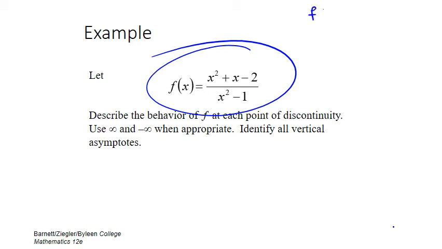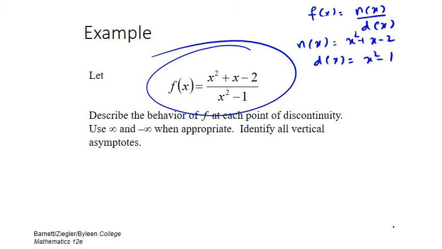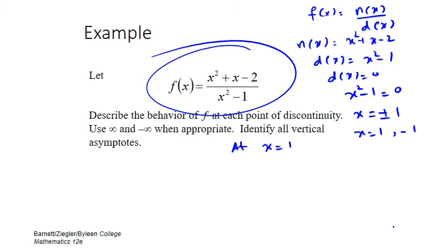First of all, we write this function as n of x over d of x. So our n of x is x squared plus x minus 2 and d of x is x squared minus 1. We try to find its zeros. As I said, we put d of x equals 0, which means x squared minus 1 equals 0. If we solve it for x, we get x equals plus or minus 1, or we say 1 and minus 1. Now first we see at x equals 1, what is the behavior of d of 1? d of 1 is 0.